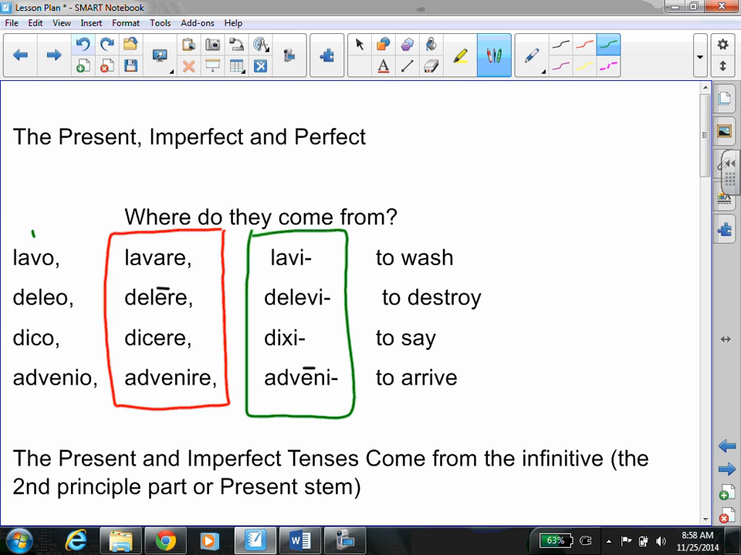Lavi is just where to start. That's the present first person singular. The infinitive lavare is my present stem. The present tense and the imperfect tense will both come from these infinitives right here. The perfect tense will come from these perfect stems.